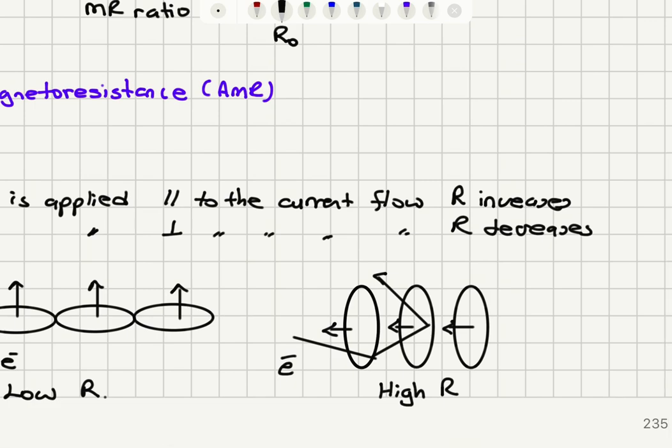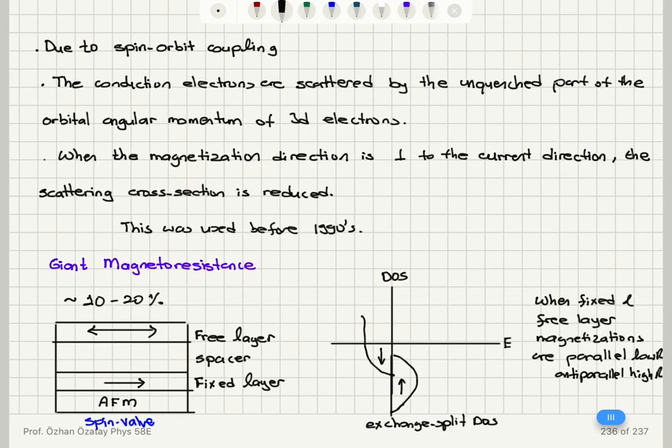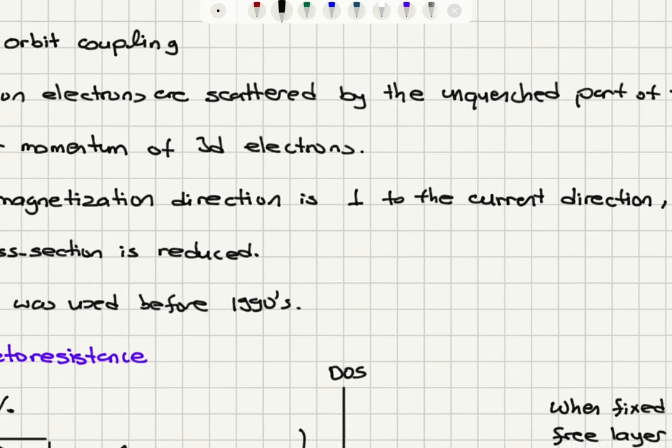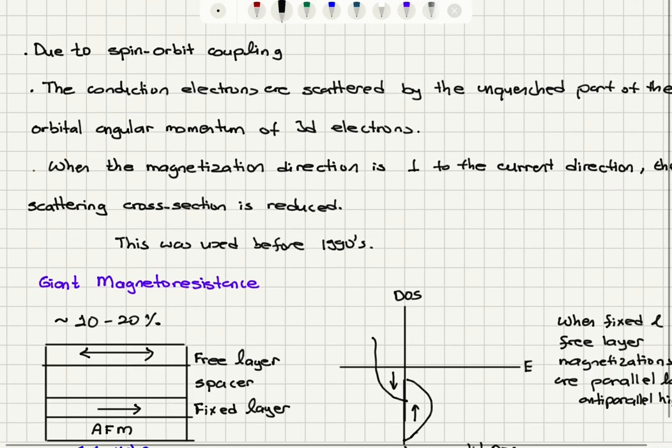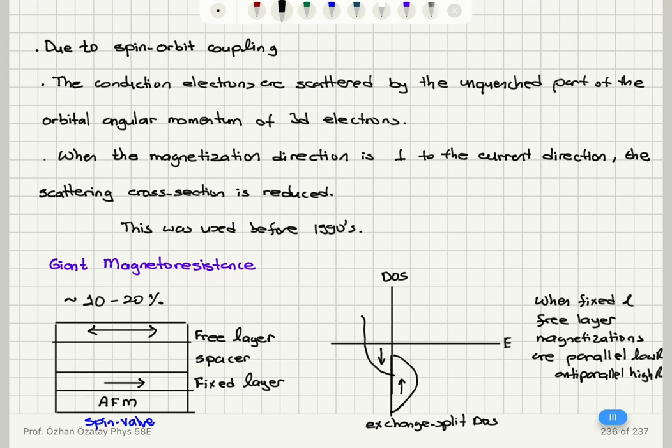When we apply the current parallel to the magnetization direction, we see high resistance because we get a relatively larger scattering cross-section. So this is basically due to spin-orbit coupling. The conduction electrons are scattered by the unquenched part of the orbital angular momentum of 3d electrons. So we're talking about the orbitals that can be oriented together with the spin, not the quenched ones. And when the magnetization is perpendicular to the current direction, the scattering cross-section is reduced.